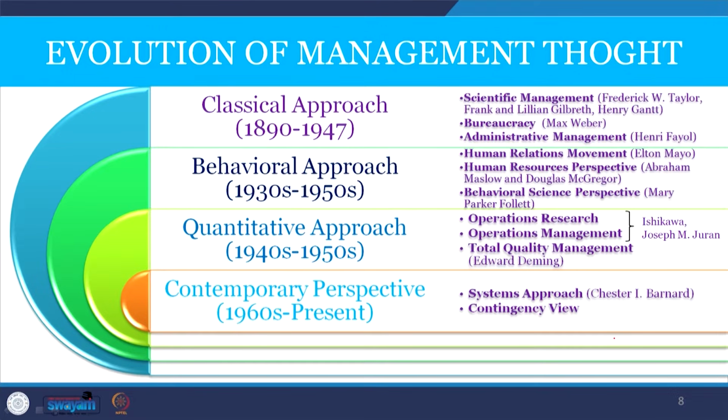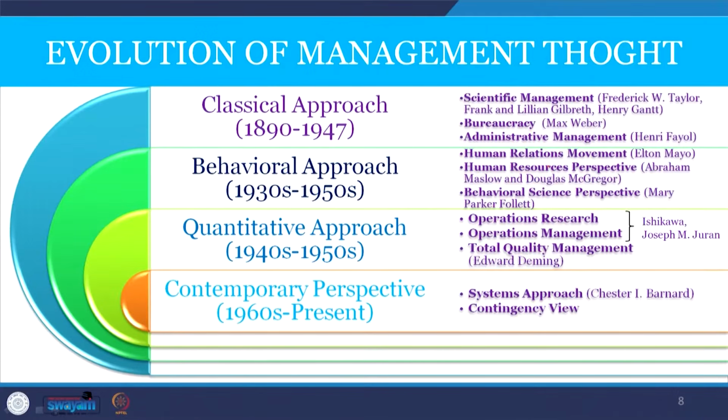The behavioral approach was proposed in the 1930s to 50s. In this era, they emphasized the human relations movement, proposed by Elton Mayo, and the human resource management perspective, by Abraham Maslow and Douglas McGregor. The behavioral science perspective was proposed by Mary Parker Follett.